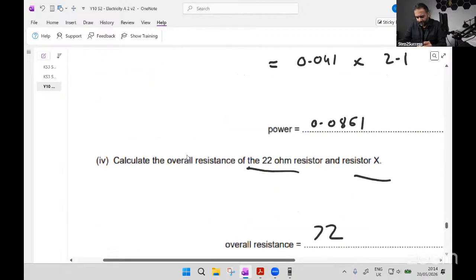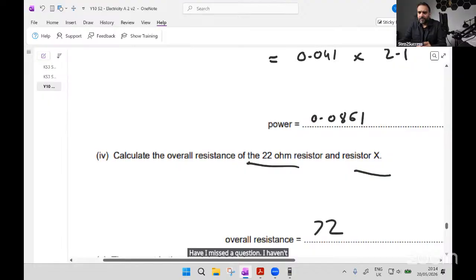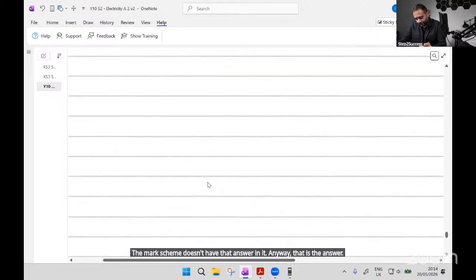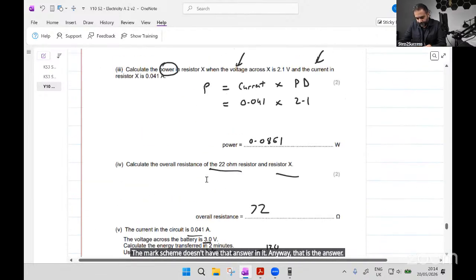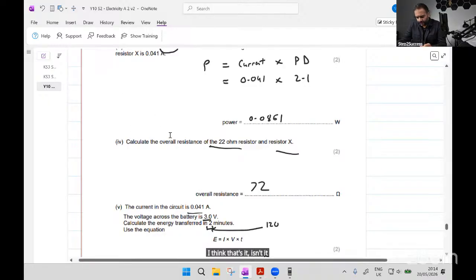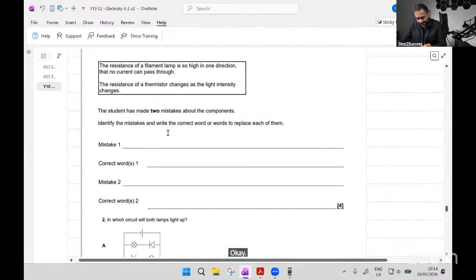Have I missed a question? I haven't. Oh, the mark scheme doesn't have that answer in it. Anyway, that is the answer. I think that's it, isn't it? Okay. Anything else exciting in here?